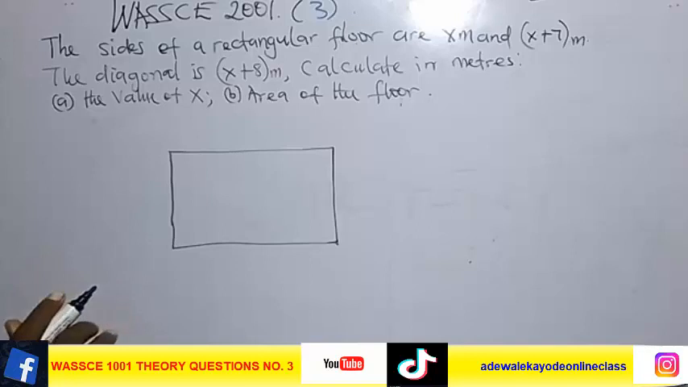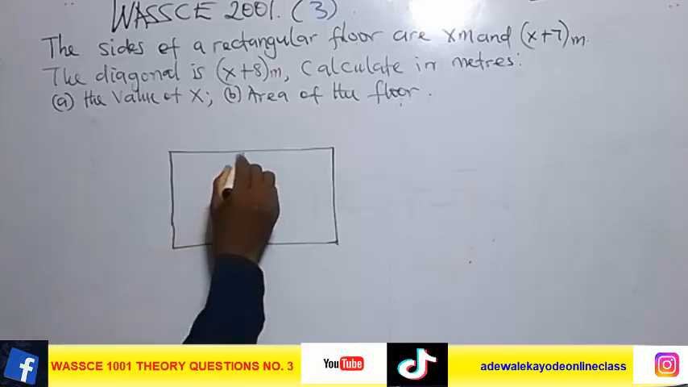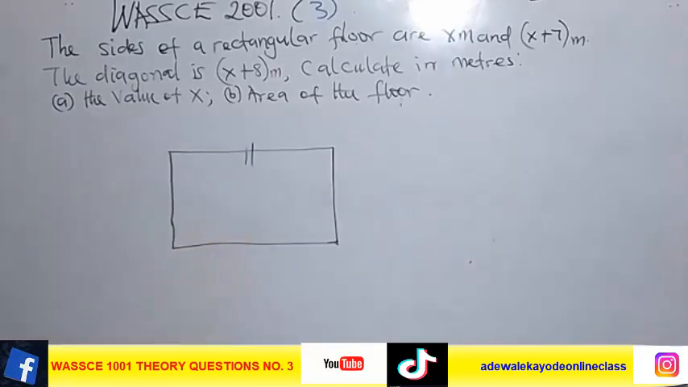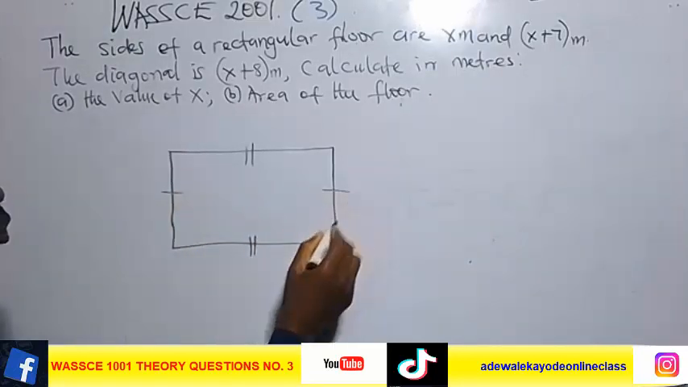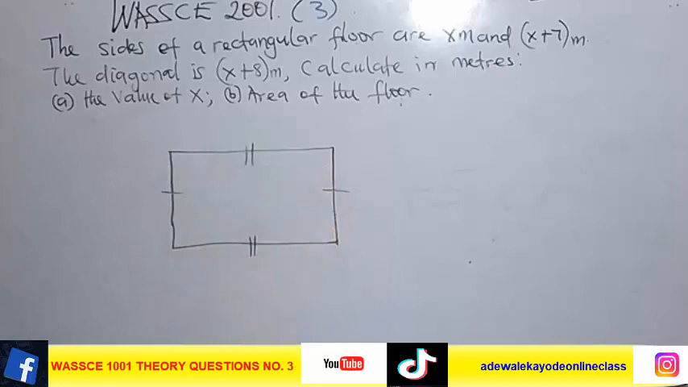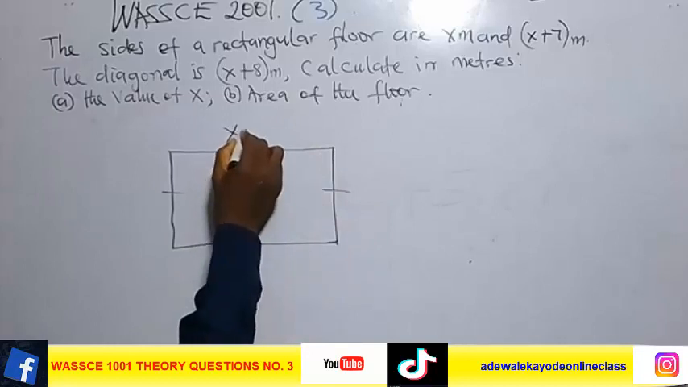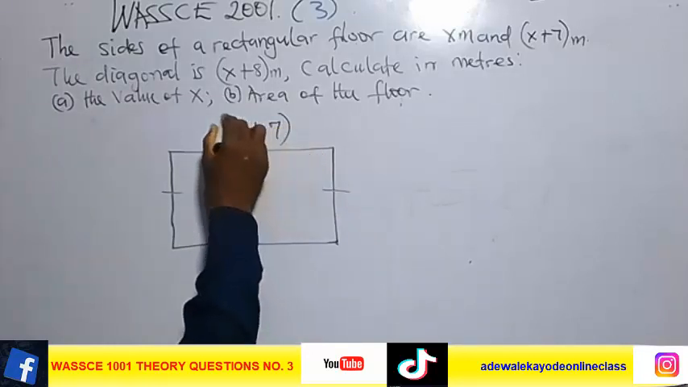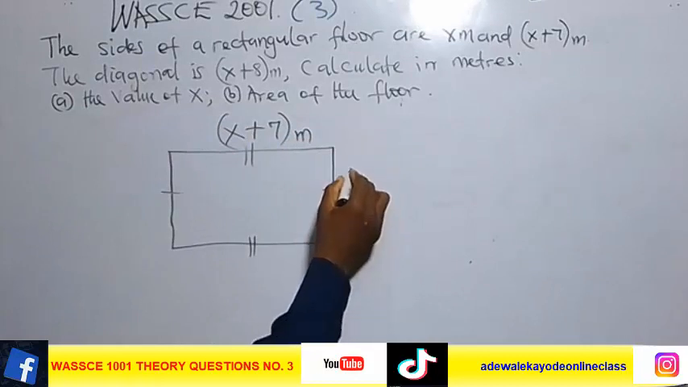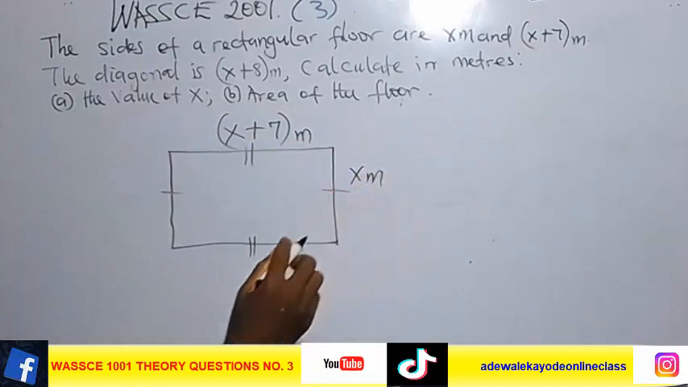When we are talking about a rectangle, that means in a rectangle, two opposite sides are equal. The longest side is the length, while the shortest side is called the breadth. So merely looking at this, this is our length, which is x plus 7 meters, and our breadth is x meters. Let's read further.